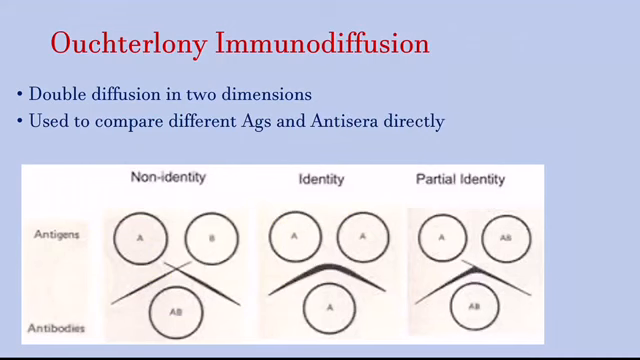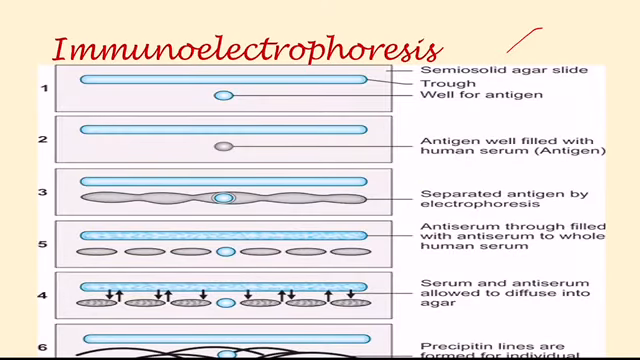This is widely used for the comparison of different antigens and antisera. Both antigens and antibodies diffuse independently. If the antigens are identical, it leads to the formation of an arc; if they are non-identical, the lines cross over each other; and if they are partially identical, it leads to the formation of a spur. Precipitation reactions can also be carried out in an electric field in gels, which is called immunoelectrophoresis.